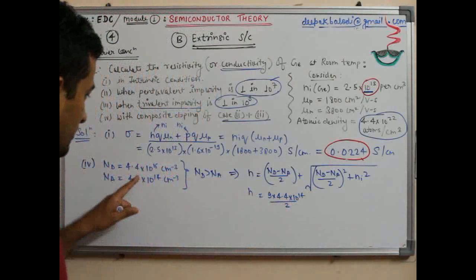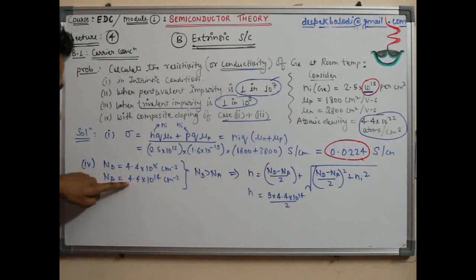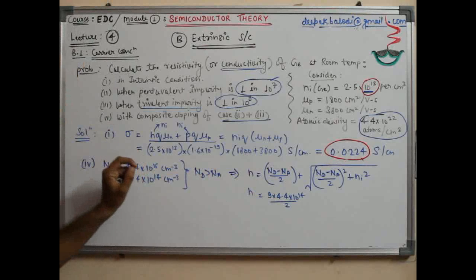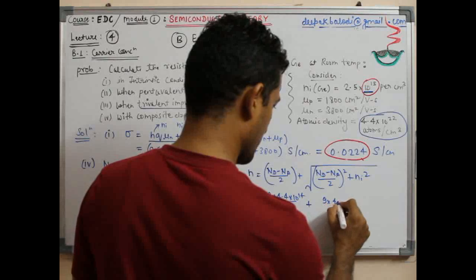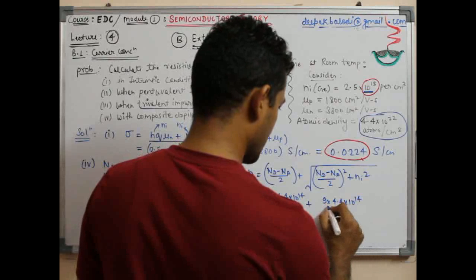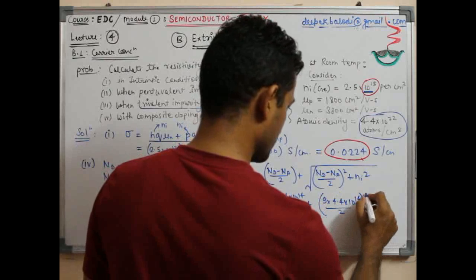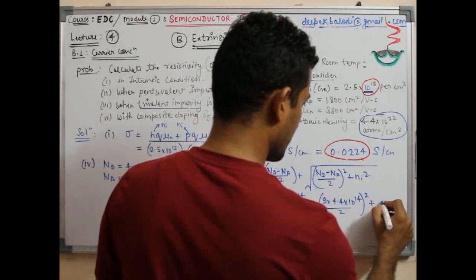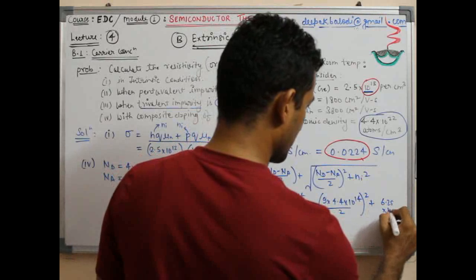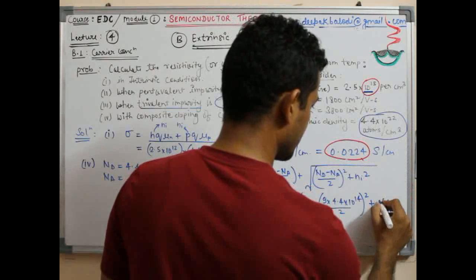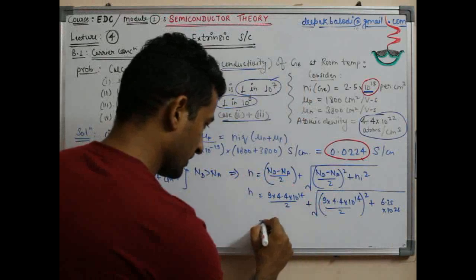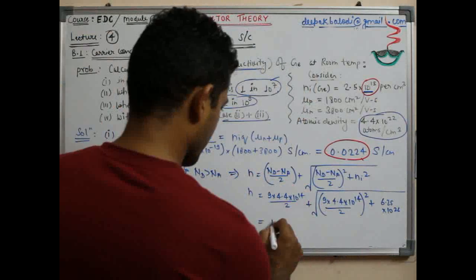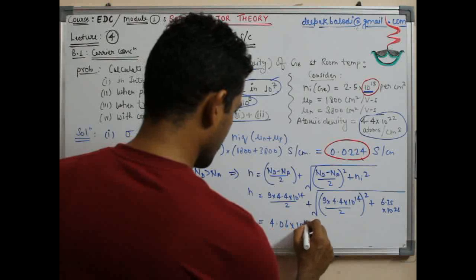This is very simple because you see what I have done, ND minus Na. If we do, we can take 4.4 into 10 to the power 14 common. So within bracket it remains 10 minus 1, so that is 9 only. So 9 into this. Okay, then the same thing comes here, 9 into 4.4 into 10 to the power 14 upon 2 square plus Ni square is already 6.25 into 10 to the power 26, that is under root. So if I calculate this exactly, then it comes as 4.06 into 10 to the power 15.